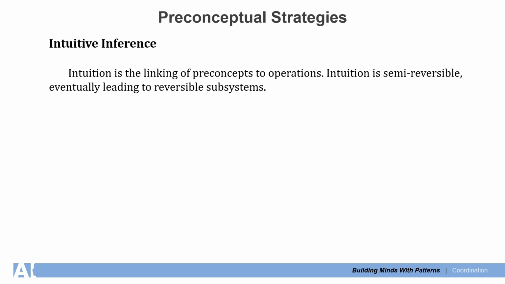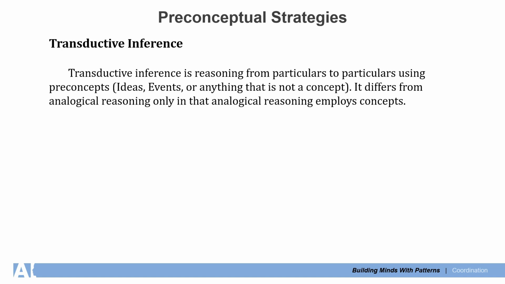Intuitive inference. Intuition is the linking of preconcepts to operations. Intuition is semi-reversible, eventually leading to reversible subsystems. Transductive inference is reasoning from particulars to particulars using preconcepts, ideas, events, or anything that's not a concept. It differs from analogical reasoning only in that analogical reasoning employs concepts.